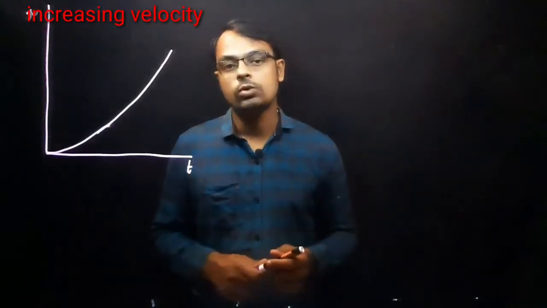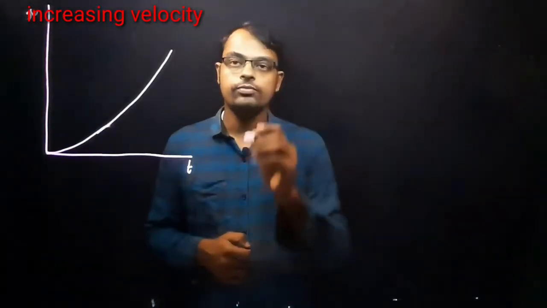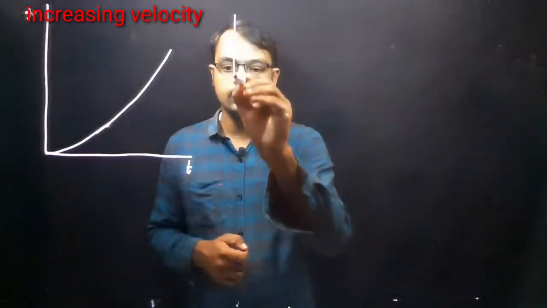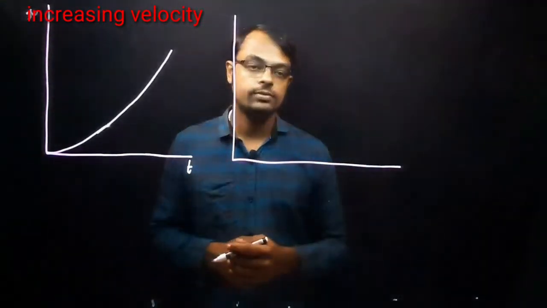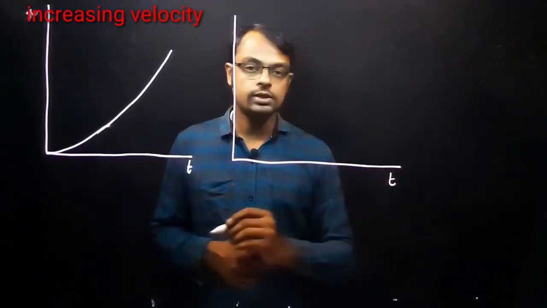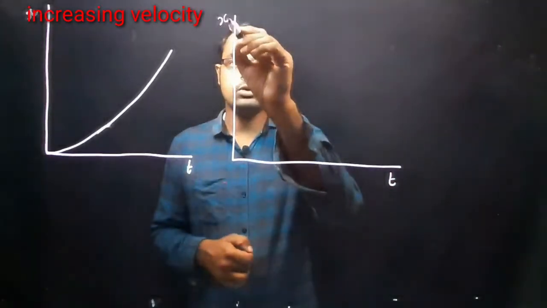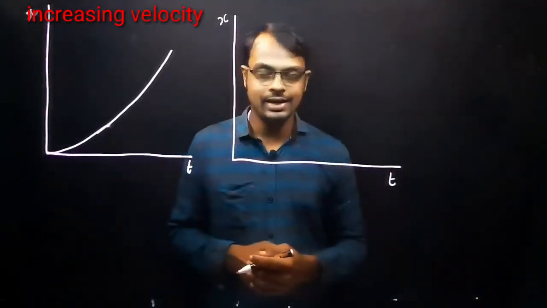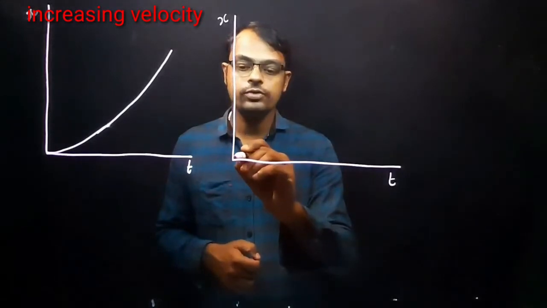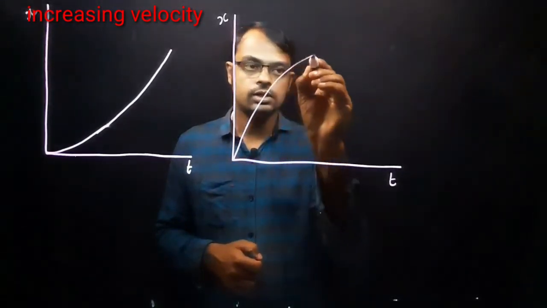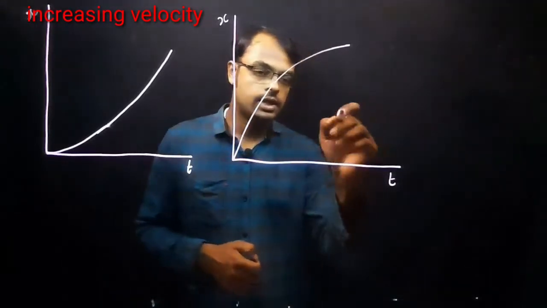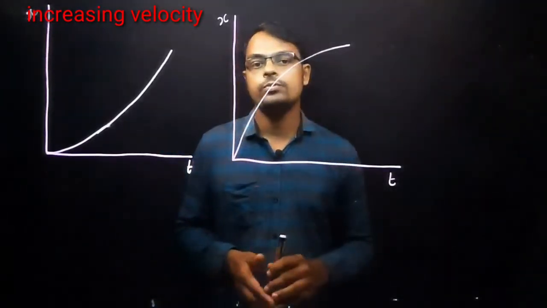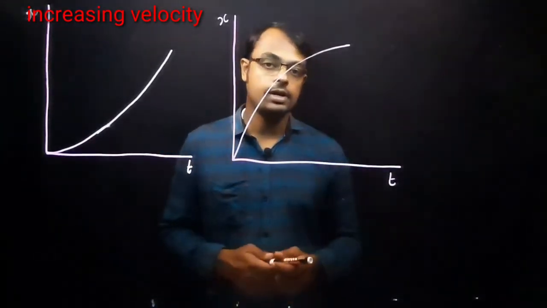Now let's discuss the other type of graph. We can explain from the graph what actually happened to the object's motion. Once again, time along the x-axis, position or displacement along the y-axis. The graph is showing this way. This is a side opening parabola.